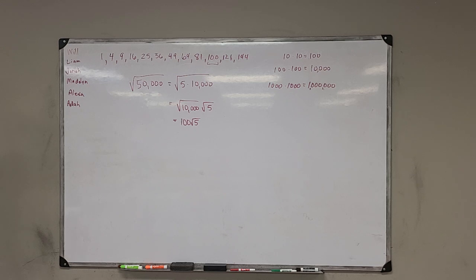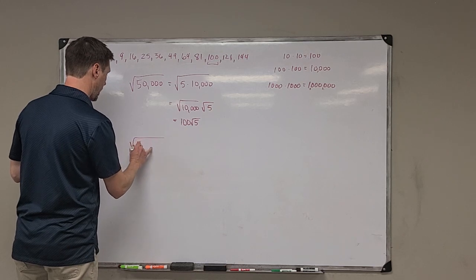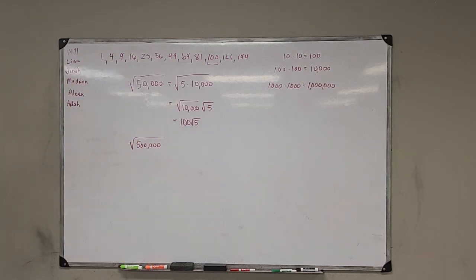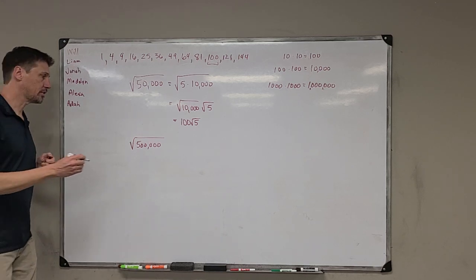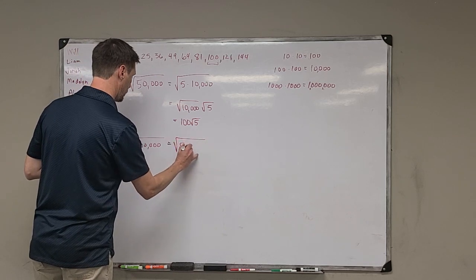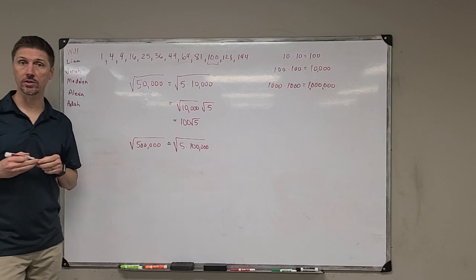Does that make sense to everybody? All right, what if I don't have an even number of zeros? What if I have something like this, 500,000? That has 5 zeros after it instead of 4. So this is 5 times 100,000, which is not a perfect square.